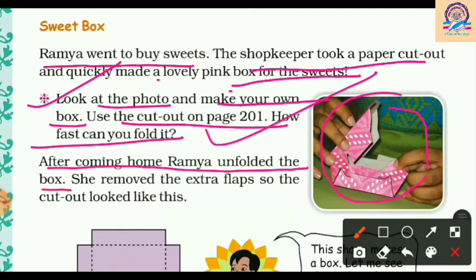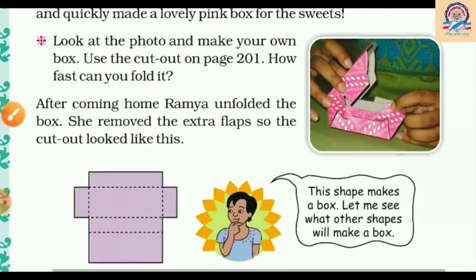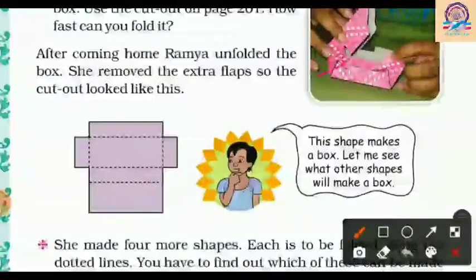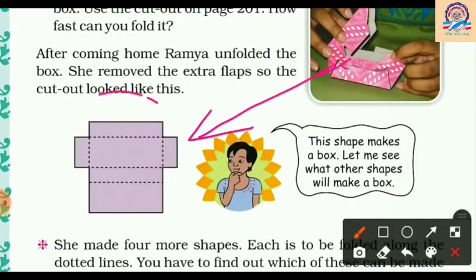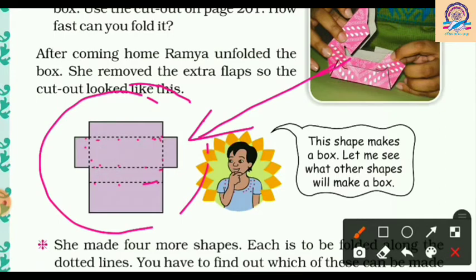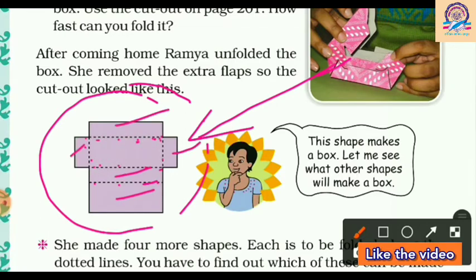Next they are telling us that after coming home, Ramya unfolded the box. She removed the extra flaps so the cutout looks like this. As you can see in the figure, the box has been cut out like this. The paper cutout of the box is like this after unfolding it. The dotted line represents the folded part of the paper. From this paper cutout we can say that it has 1, 2, 3, 4, 5 and 6 faces.